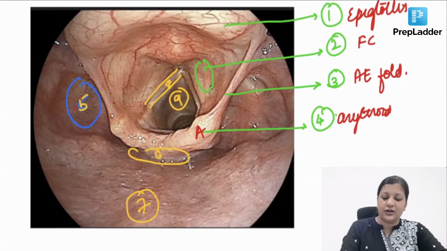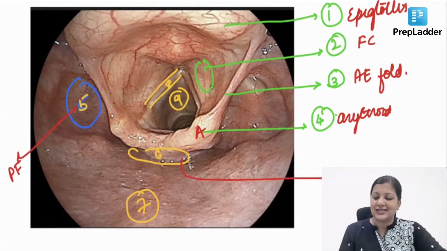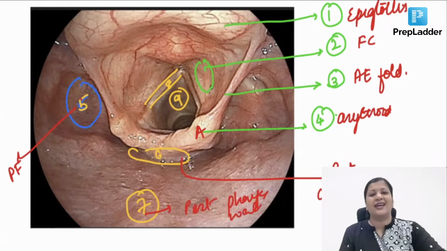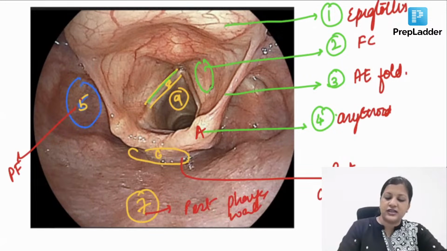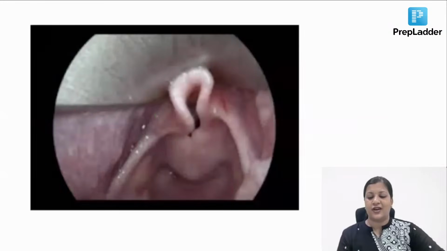5 is nothing but your pyriform fossa, which is a part of your hypopharynx. 6 is nothing but your post-cricoid region, which is again a part of your hypopharynx. And this wall is your posterior pharyngeal wall, right? And then the structure that you see here, 8, is nothing but your true vocal cords and 9 is nothing but your subglottis, correct? So I think everyone is now clear with the larynx and the hypopharynx image.